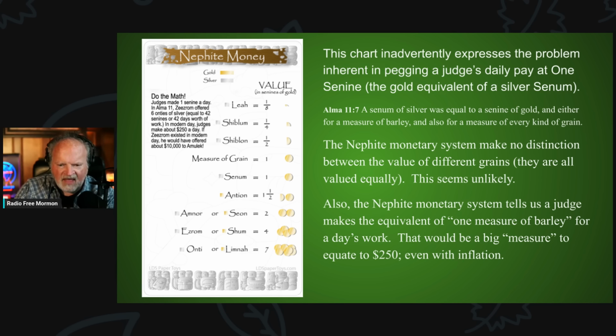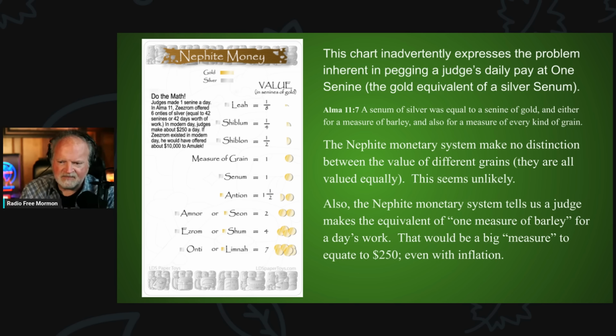So the problem that this comment on the chart inadvertently exposes is how much we would naturally expect a judge would make compared to the fact they're only getting the value of a measure of grain, a measure of barley, for every day. See, what's in the chart would be significantly more, I would imagine, than the value of a measure of barley. So the Nephite monetary system makes no distinction between the value of different grains. They are all valued equally.